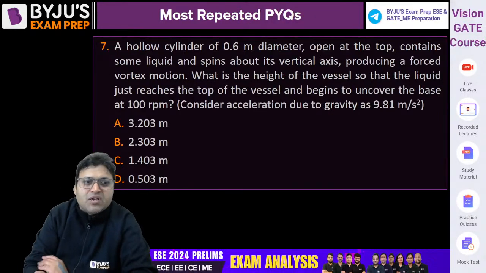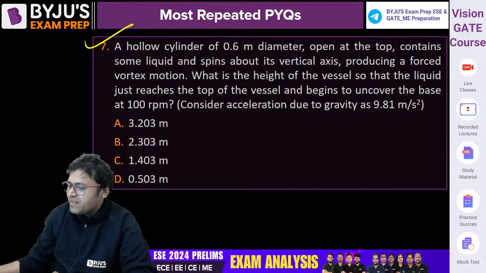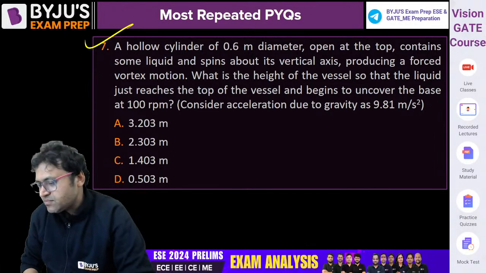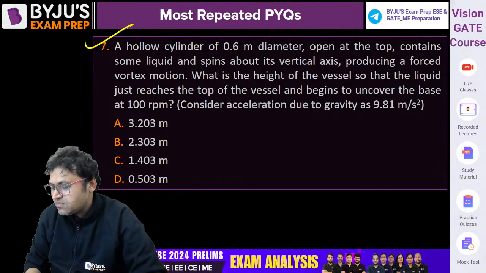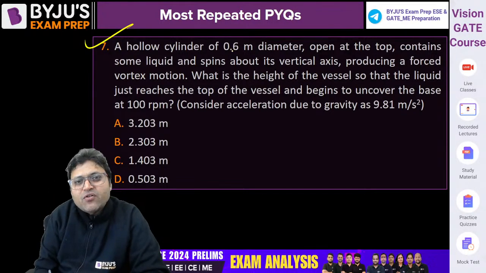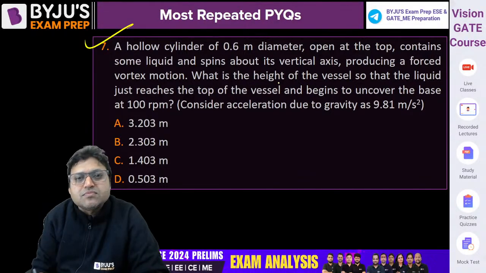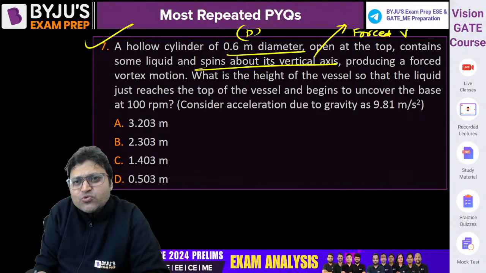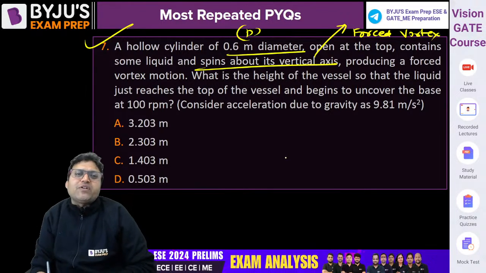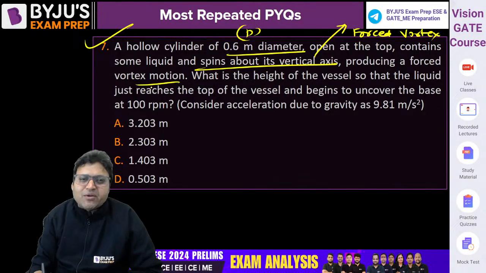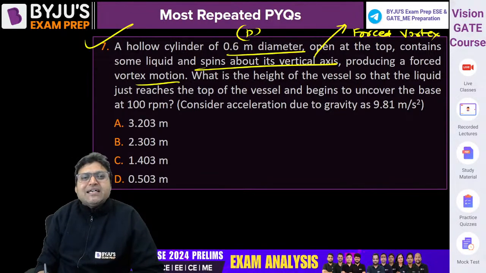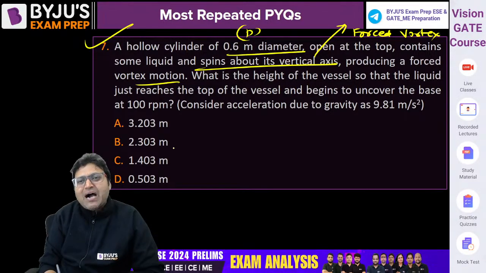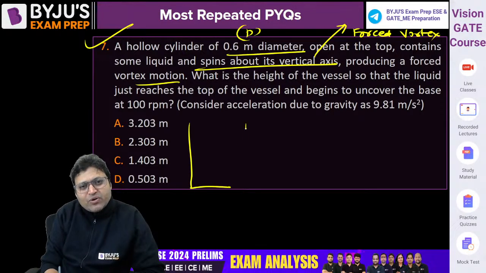Right? Question number 7, the next one. A hollow cylinder of 0.6 meter diameter, open at the top, contains some liquid and spins about its vertical axis. When it spins about vertical axis, it is an example of forced vortex. It is a question of forced vortex. What is the height of the vessel so that the liquid just reaches the top of the vessel and begins to uncover the base when it is rotating at 100 rpm.